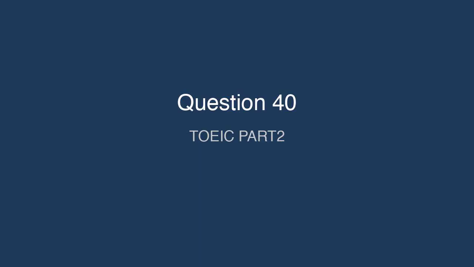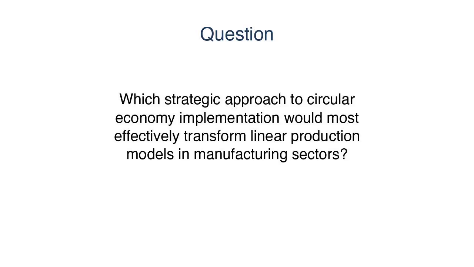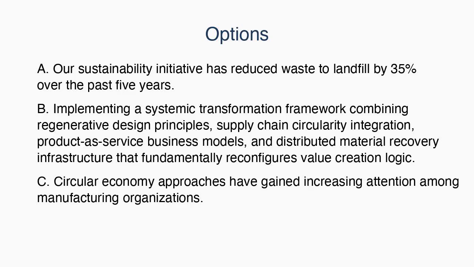Question 40. Which strategic approach to circular economy implementation would most effectively transform linear production models in manufacturing sectors? Here are your options. A. Our sustainability initiative has reduced waste to landfill by 35% over the past 5 years. B. Implementing a systemic transformation framework combining regenerative design principles, supply chain circularity integration, product as service business models, and distributed material recovery infrastructure that fundamentally reconfigures value creation logic. C. Circular economy approaches have gained increasing attention among manufacturing organizations.